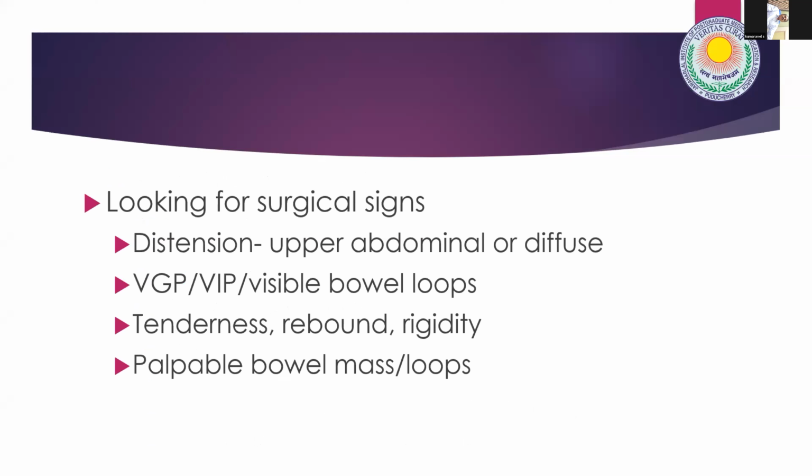At the same time, when examining the child, along with all the rest, we'll be looking at the abdomen, particularly to look for distension, whether there's any upper abdominal distension or a diffuse distension. Are there any visible gastric or intestinal peristalsis? Any visible bowel loops? Is tenderness and rebound rigidity present? And are palpable bowel masses or loops noted?